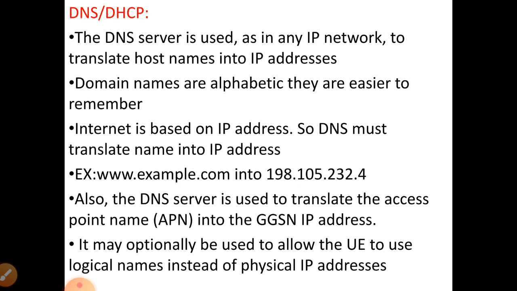I will explain another example, www.annauniv.edu. This is the address given for human beings, but the actual address is enclosed in the Anna University server in the form of numbers. Apart from this, the DNS server is also used to translate the access point name into the GGSN IP address. So the first important function is to translate the alphabets into the IP number, or IP address. Second, the APN, that is the access point name, is translated into the GGSN IP address.